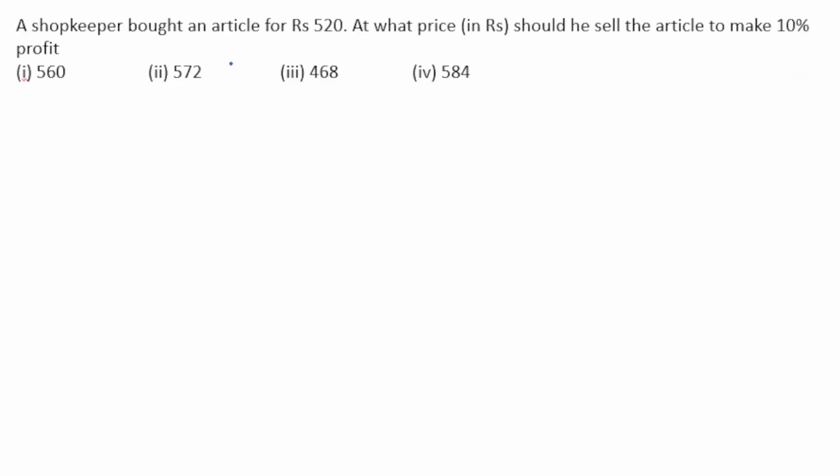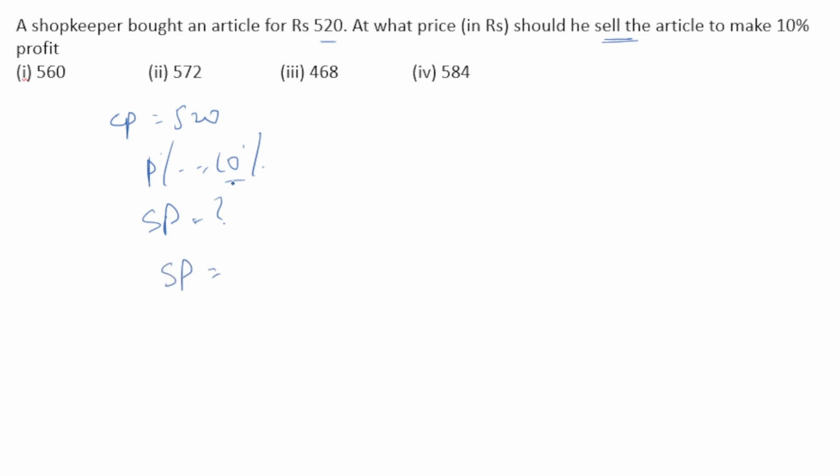First one, a shopkeeper bought an article for 520 rupees. See, this is the cost price. At what price should he sell the article to make 10% profit? Here the profit percent is given as 10% and we have to find selling price. At what price should he sell? That means we have to find selling price.